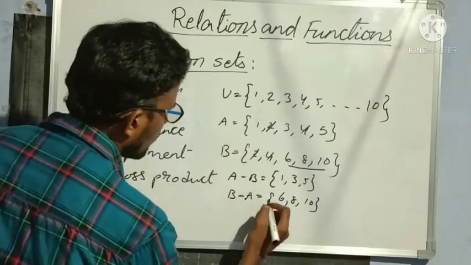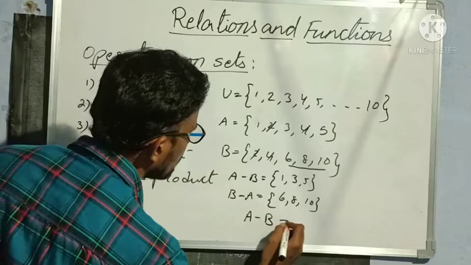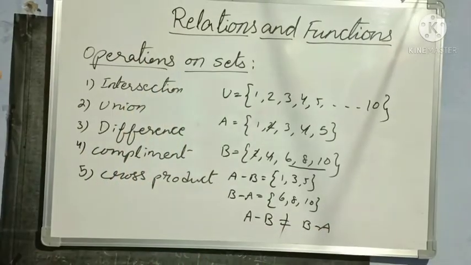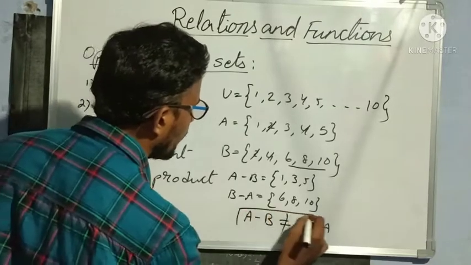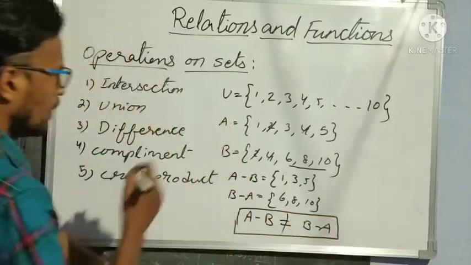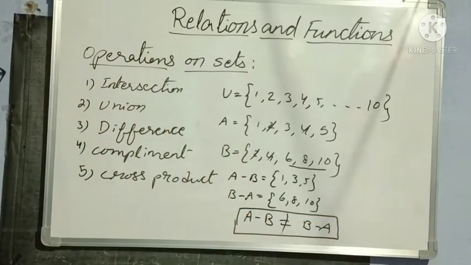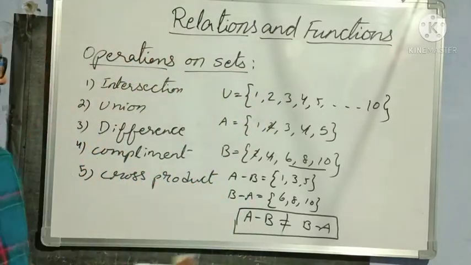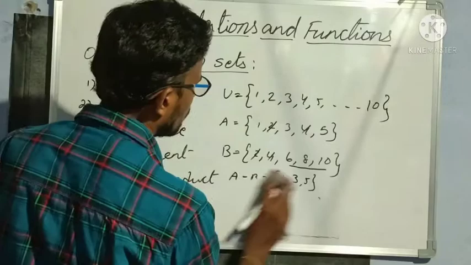Are these two sets equal? Is A minus B equal to B minus A? No, no. So A minus B is not equal to B minus A. Very, very important. Understood? Up to here everybody understood now? Anyone has any doubt? I hope everybody has seen the previous videos and understood up to here.